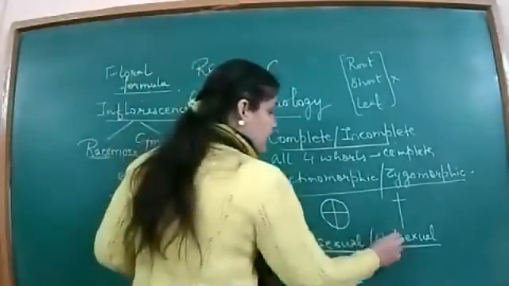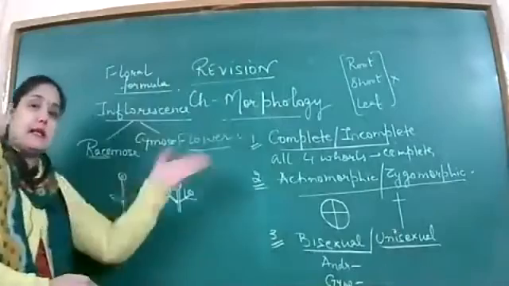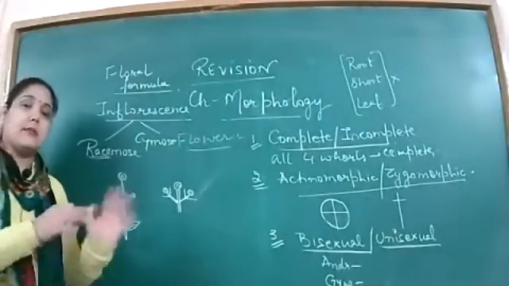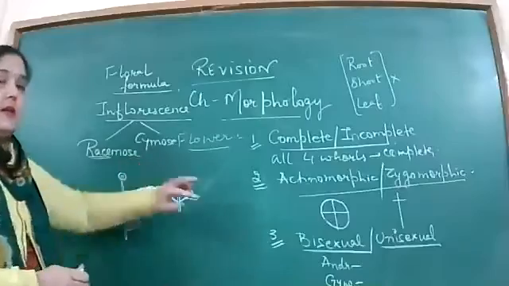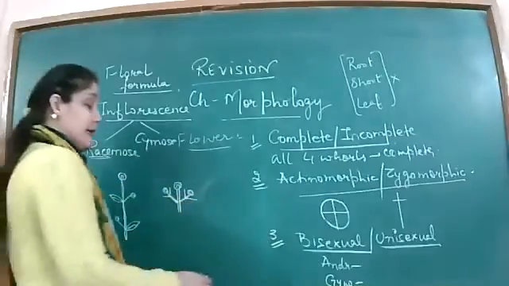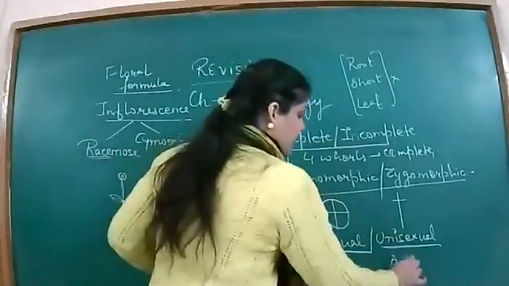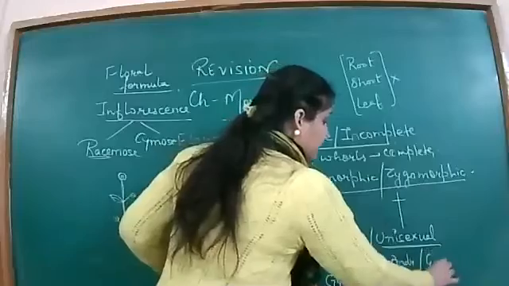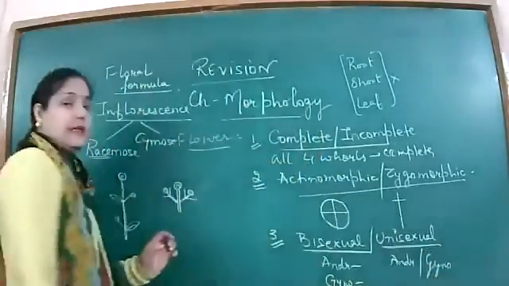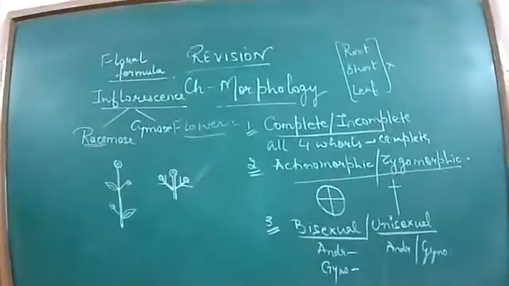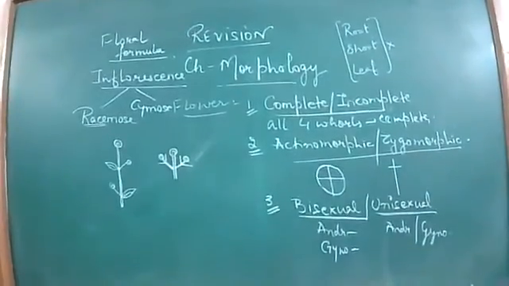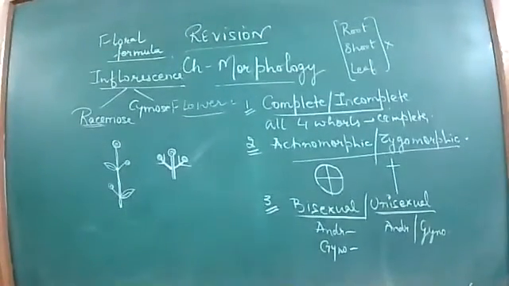And what is unisexual then? Unisexual means either of these will be present. Either it will be a male flower or a female flower. Petals and sepals are there, but from these two parts, either androecium or gynoecium, एक present होगा. It will lead to the formation of either a female flower or a male flower. So accordingly, these have been termed bisexual and unisexual.